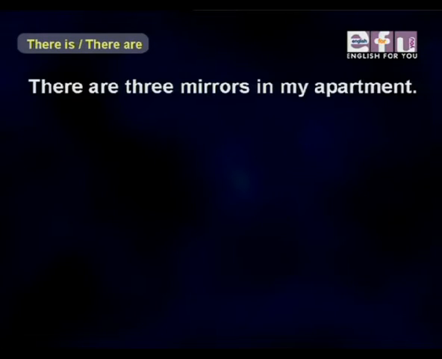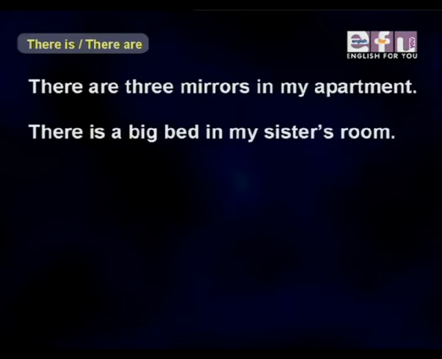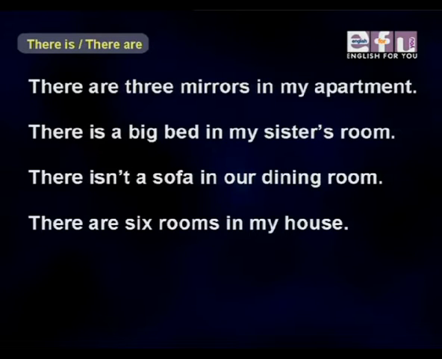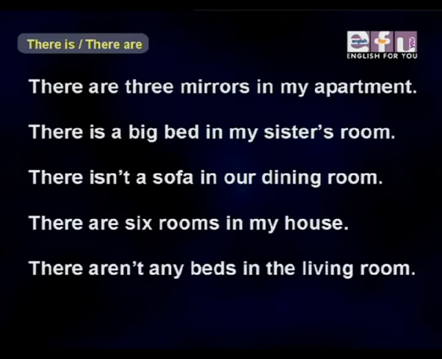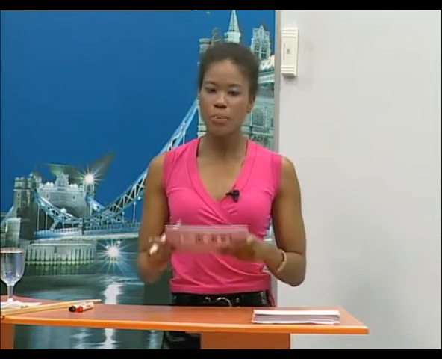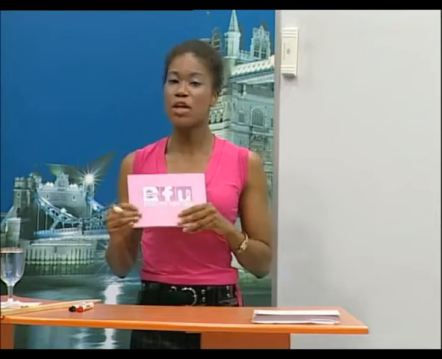There are 3 mirrors in my apartment. There is a big bed in my sister's room. There isn't a sofa in our dining room. There are 6 rooms in my house. There aren't any beds in the living room. So we use there is and there are when we talk about something for the first time to say that it exists. The subject follows the verb to be when there is used. The verb always agrees with the noun that follows there.